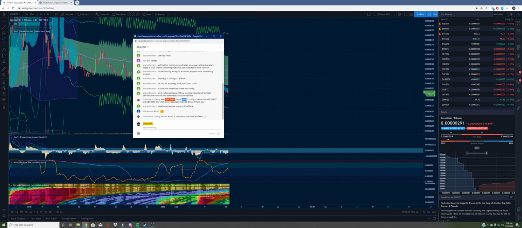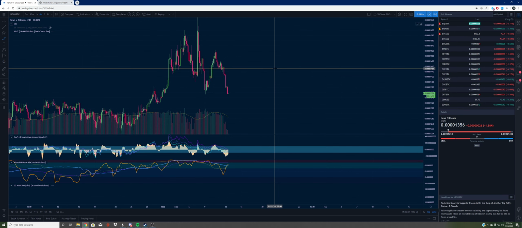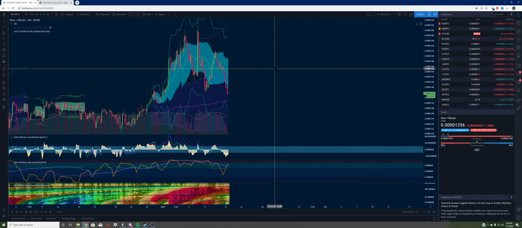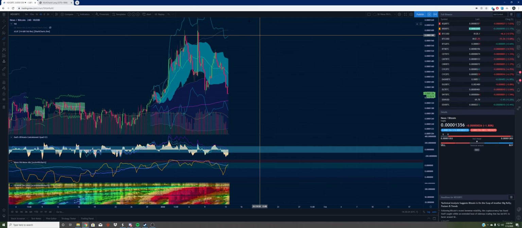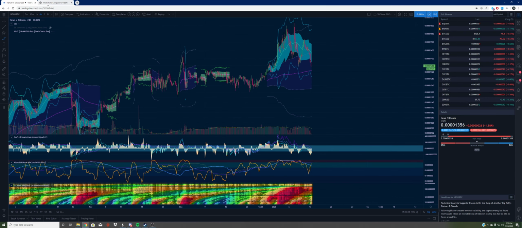Alrighty. Back to the comments. Nexo. I don't know what that is. Let's check it out. Yeah, active mean reversion condition to the downside. I would consider that bearish for the moment, or at least compressing.